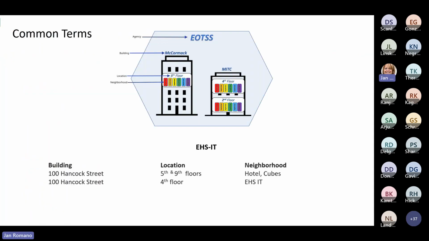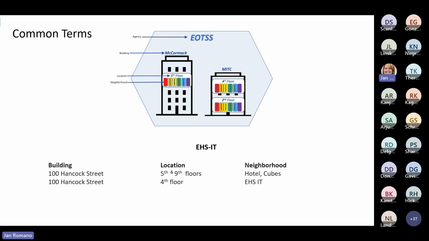Now, before we jump into the system, I do want to talk about the terms that you'll hear when we create a reservation in our system. So your building will be 100 Hancock Street. You'll also have 3 different locations, so you'll have different floors within that 100 Hancock Street. You'll have the 5th floor, the 9th floor, and the 4th floor.